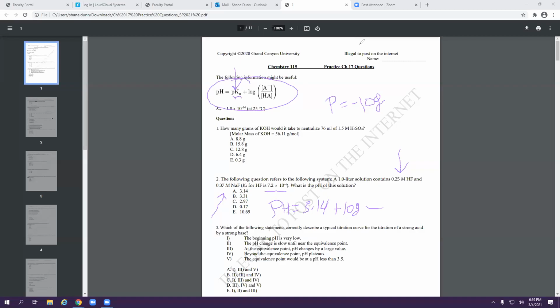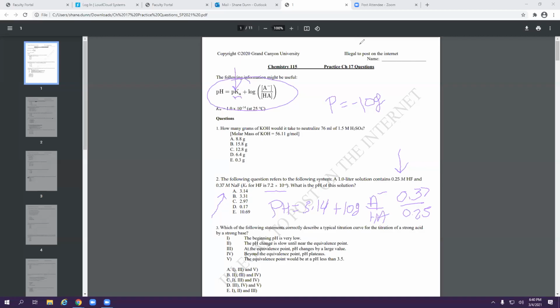Now, please always put A over HA. You guys are going to mess up the first couple times to do this. But it's always the conjugate base over the conjugate acid. There's a reason for this. We'll talk about that later on. But A over HA. So you're going to put 0.37 over 0.25. What do you guys get when you do that? Okay, and then take the log of that.